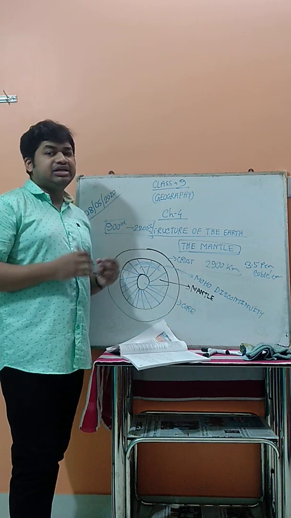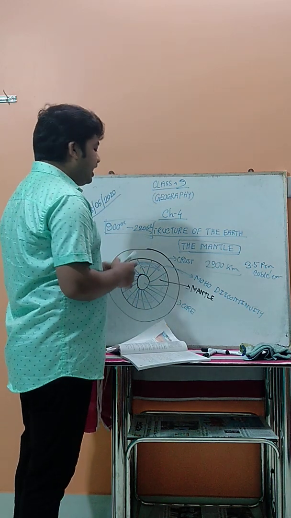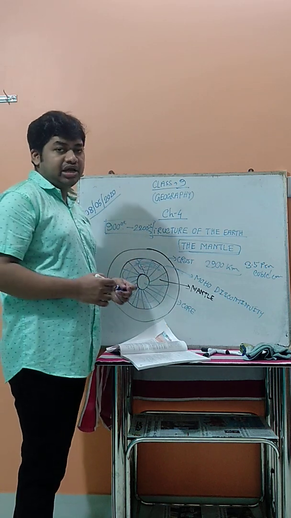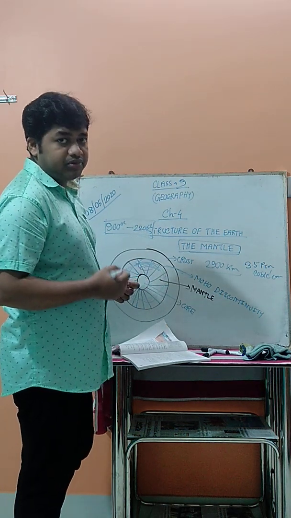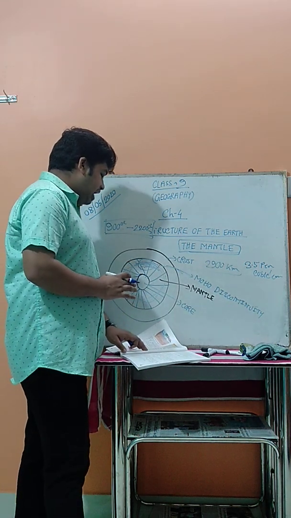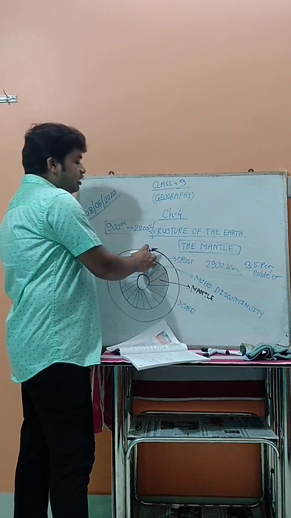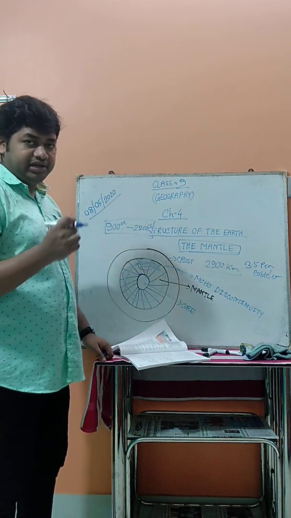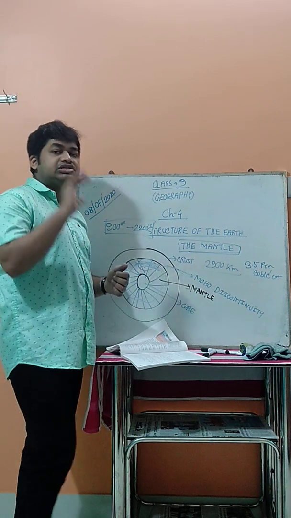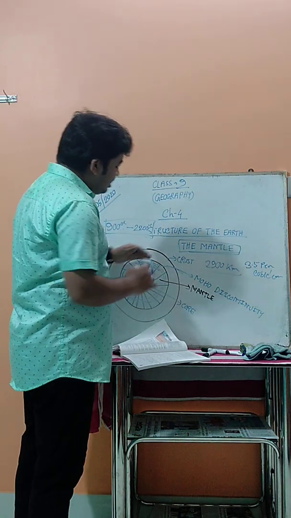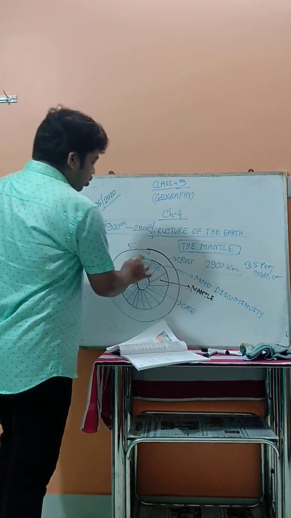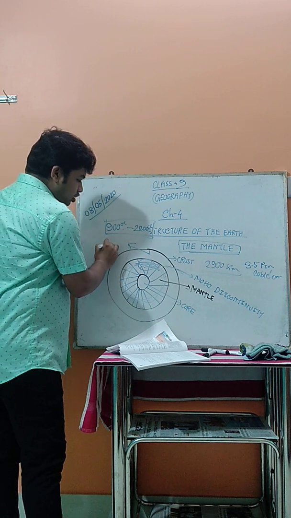One important thing is that another layer is located in the upper mantle portion. What is the name of this layer? It is called the asthenosphere. The asthenosphere is a soft layer of the Earth that is located below the lithosphere. So you have to understand that this portion is where the asthenosphere is located.